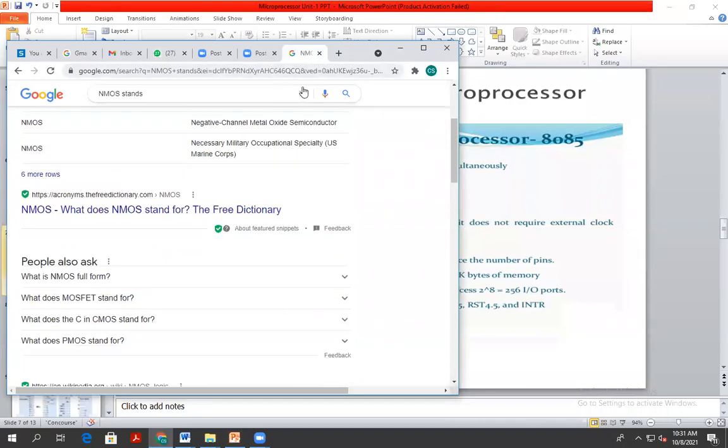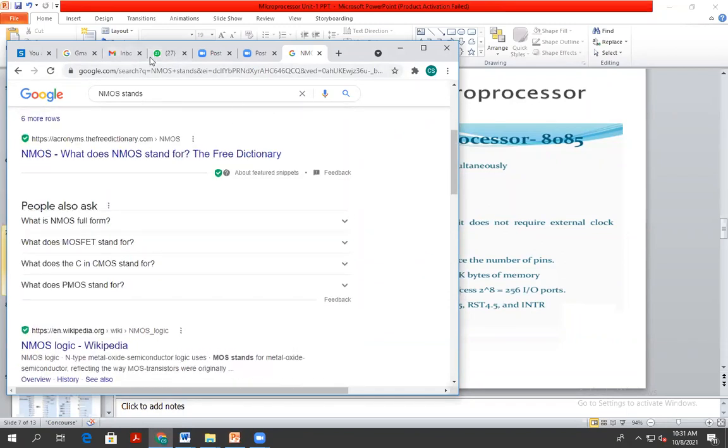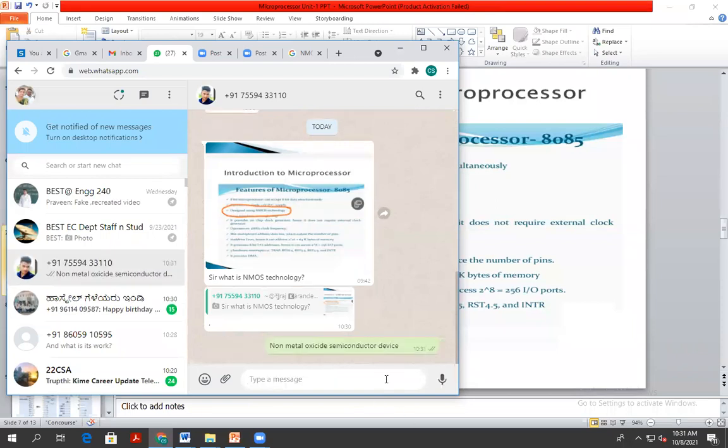the meaning of NMOS is non-metal oxide semiconductor device. See, that is non-metal oxide semiconductor device. Non-metal, oxide, semiconductor device. See, the non-metal oxide semiconductor devices are used for chips.